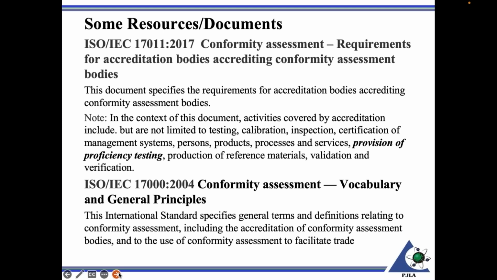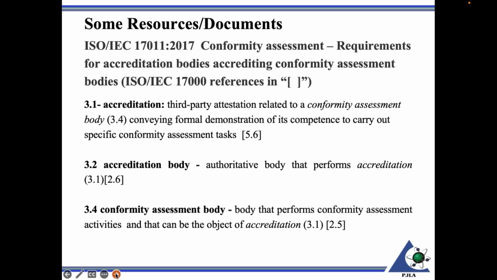As we talk, one of the things we always like to try to use is consistent terms and references. So another thing to look at is ISO IEC 17000, which is the vocabulary and general principles. When they use the term proficiency testing, they mean a certain thing. When they use interlaboratory comparisons, they mean specifically something distinct from that. So when we talk about accreditation, it's a third-party attestation related to conformity assessment bodies, conveying formal demonstration of their competence to carry out specific conformity assessment tasks.